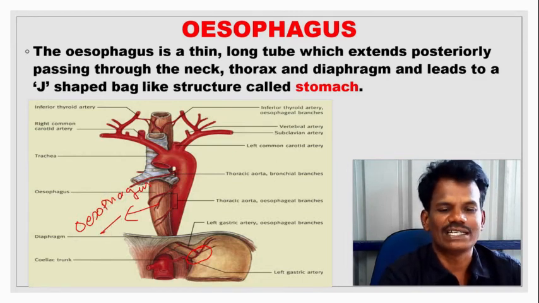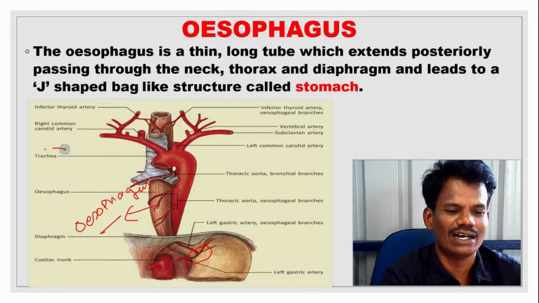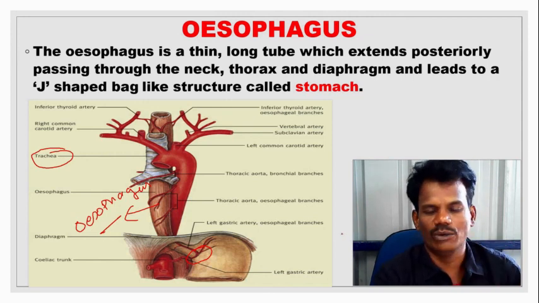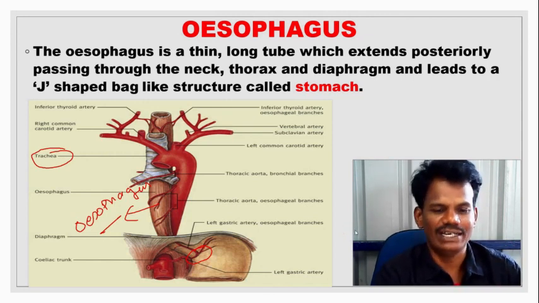So the esophagus, here they are present behind the trachea. You can see here this white part is the trachea. The trachea is at front and the esophagus is at back. Okay, note this, the esophagus is at back, so that they can give accommodation for the esophagus.